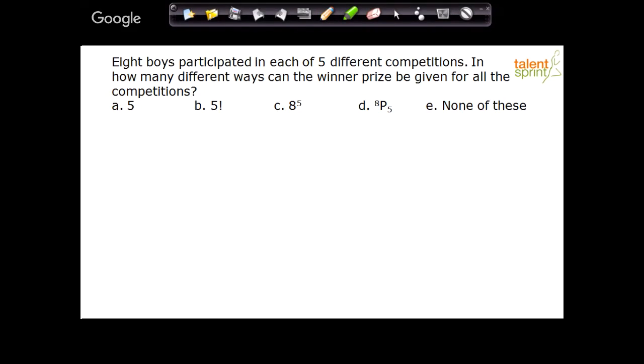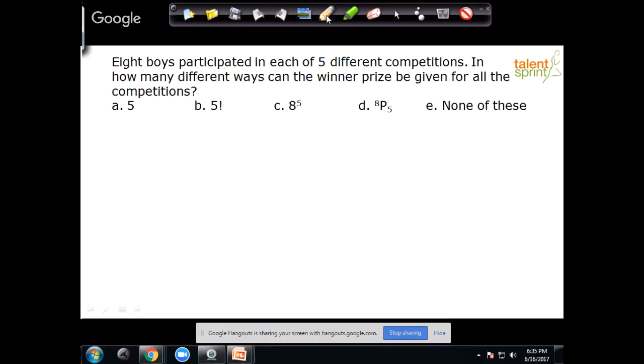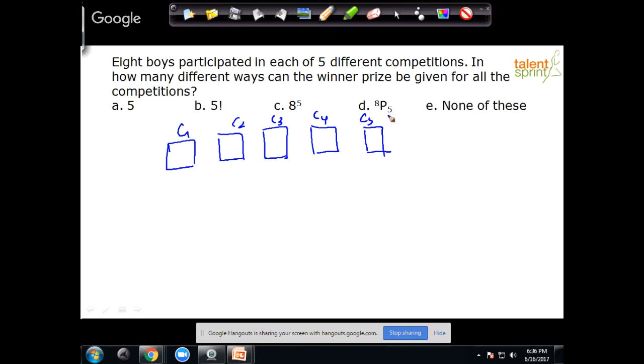Okay, see, as I always say, when you get the question, try to understand what are the different possibilities that can come. Somebody says 5. See, 8 boys participated in 5 different competitions. So there are 5 competitions: C1, C2, C3, C4, C5. Now, how many people are there? There are 8 students who are participating.